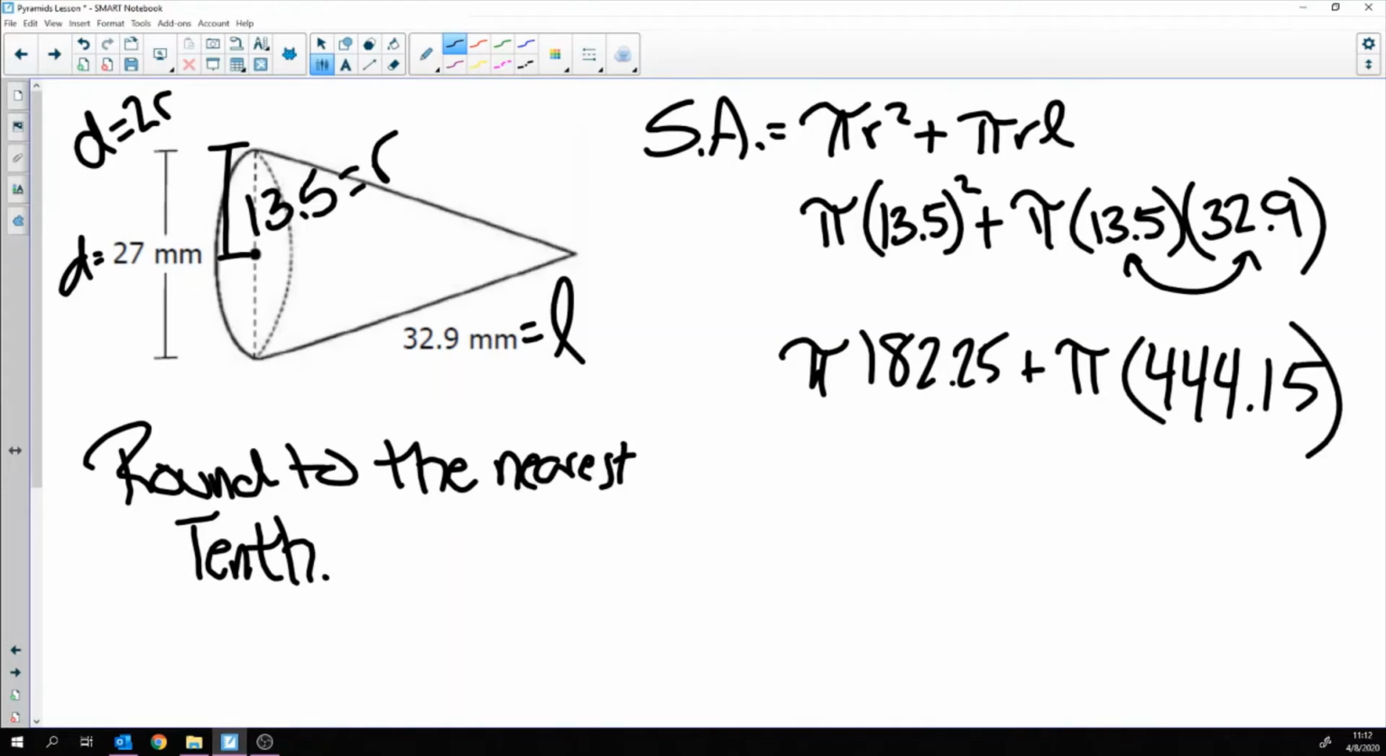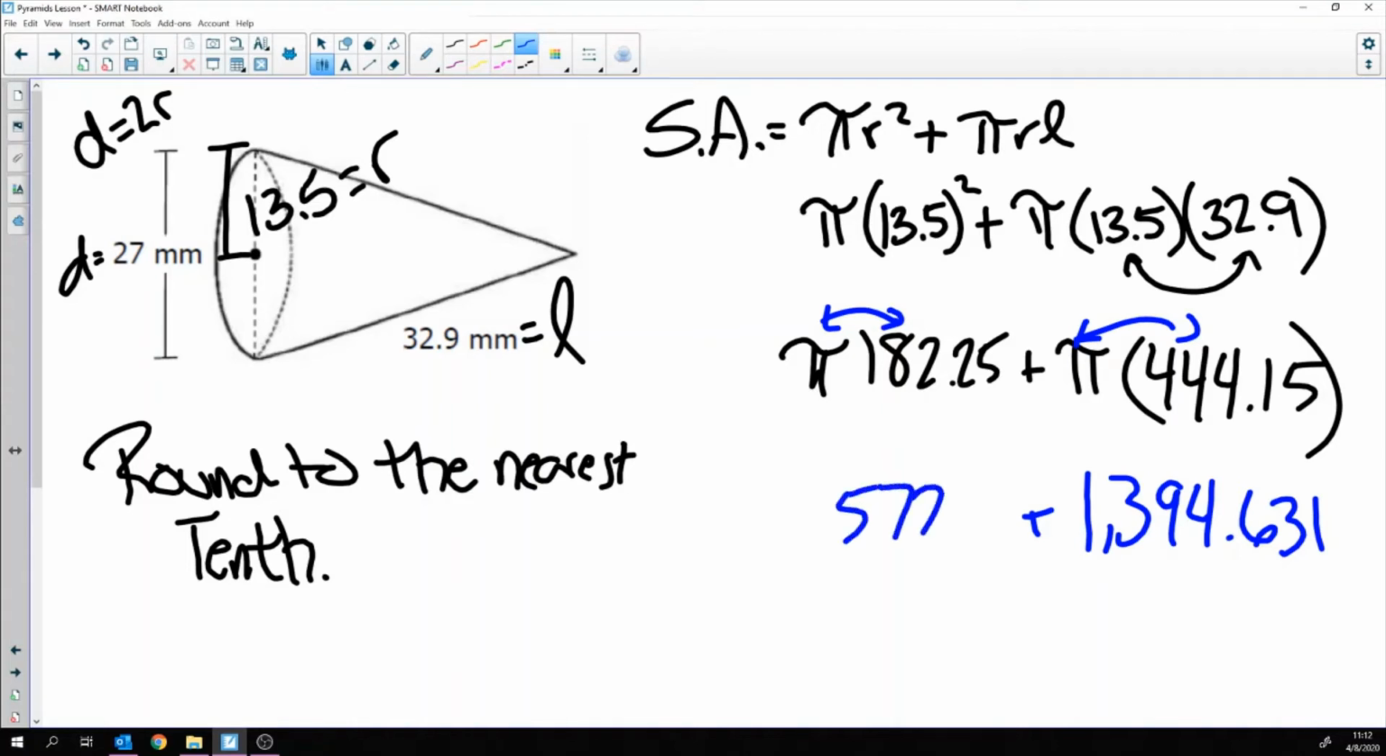Now, order of operations, we have to multiply these things together. So I'm going to multiply the pi times both of those numbers. And reminder, we're using 3.14 for pi. So I got 1394.631 for the right-hand side. And for the left-hand side, I got 3.14 times 182.25, which is 572.265.